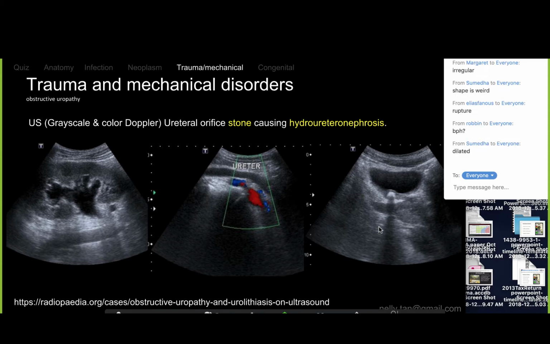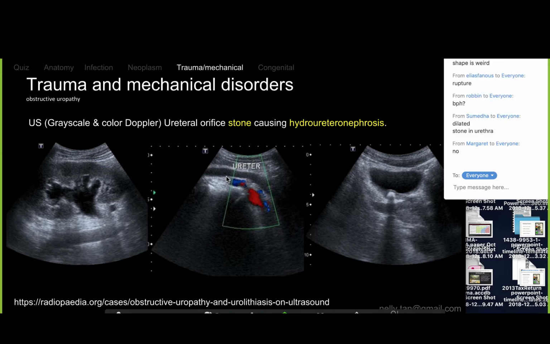Normal, abnormal? It's dilated, good. So there's hydronephrosis. The renal pelvis is dilated. In addition, there's hydroureter, right? So the ureter is also dilated. So it's hydroureteronephrosis. And from these images, can we tell what it is from? Do we have an etiology?